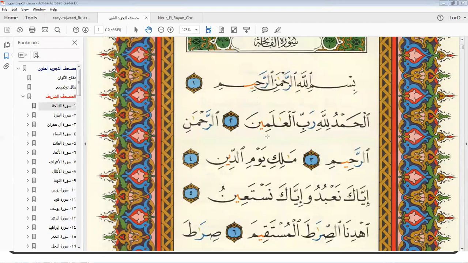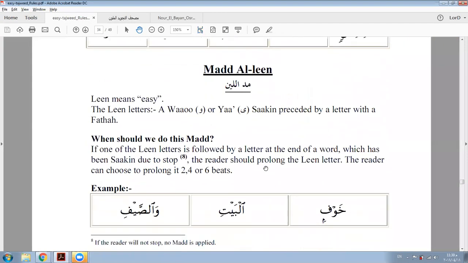Okay, so here I have ya. That's a mad letter, or you can call it a natural mad at the end of the ayah. Al-Alamin. I can do it like 2 beats, or I can choose to do it 4 beats. Al-Alamin. But if I prolong here 4 beats, I have to do it for the whole surah. Okay?